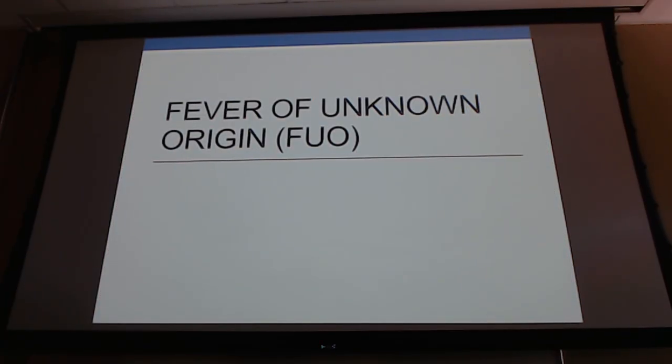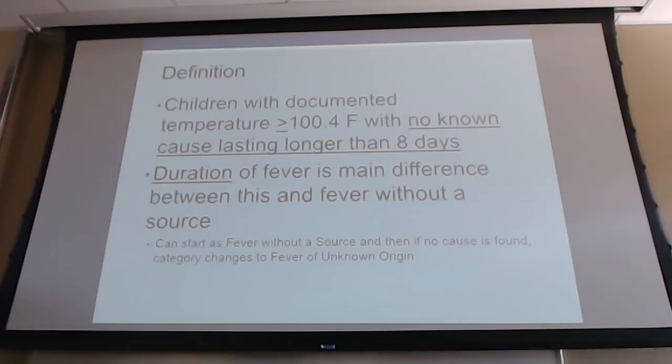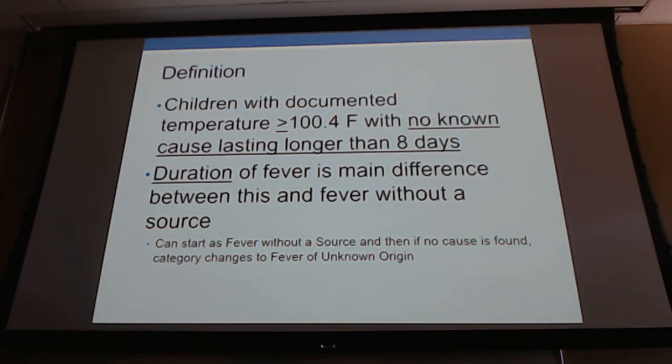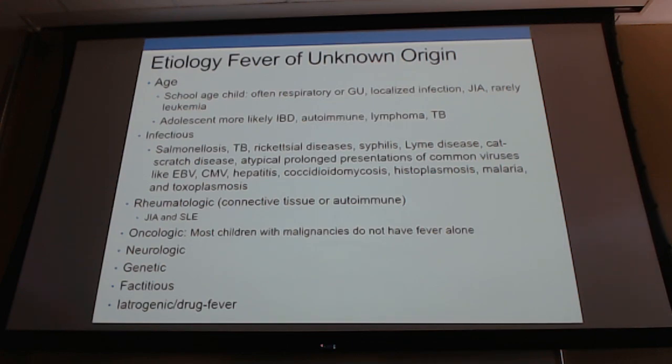Okay, how many days was fever of unknown origin for our purposes? 8. Correct. So it's been more than 8 days. We've done thorough history and physicals. We don't know what this is. We don't know where it is. What do we do next? Okay, so you guys already nailed it. The duration is the only difference between our fever without a source and fever of unknown origin. So please make sure you know those definitions.